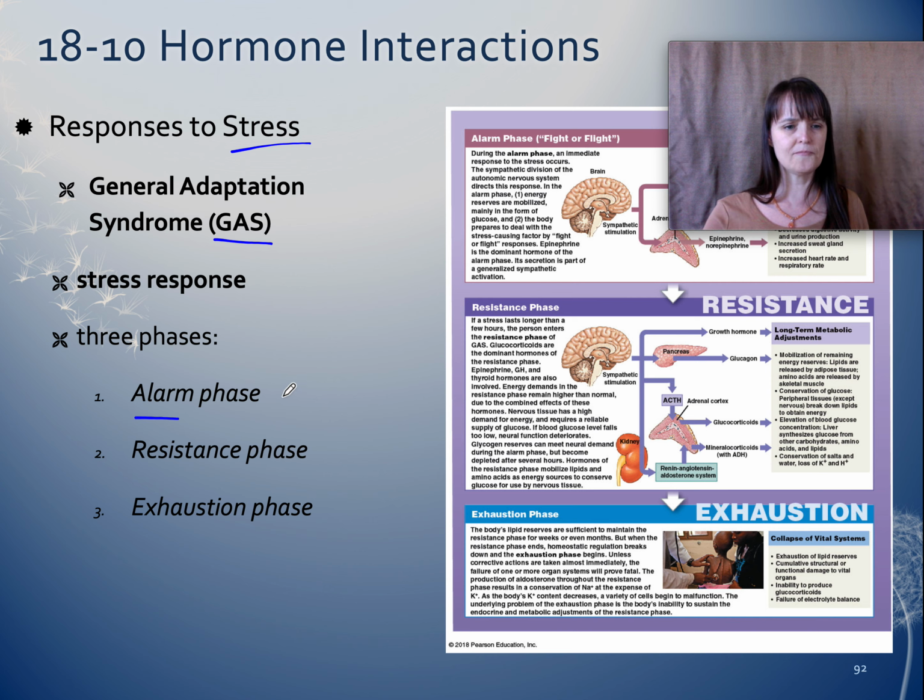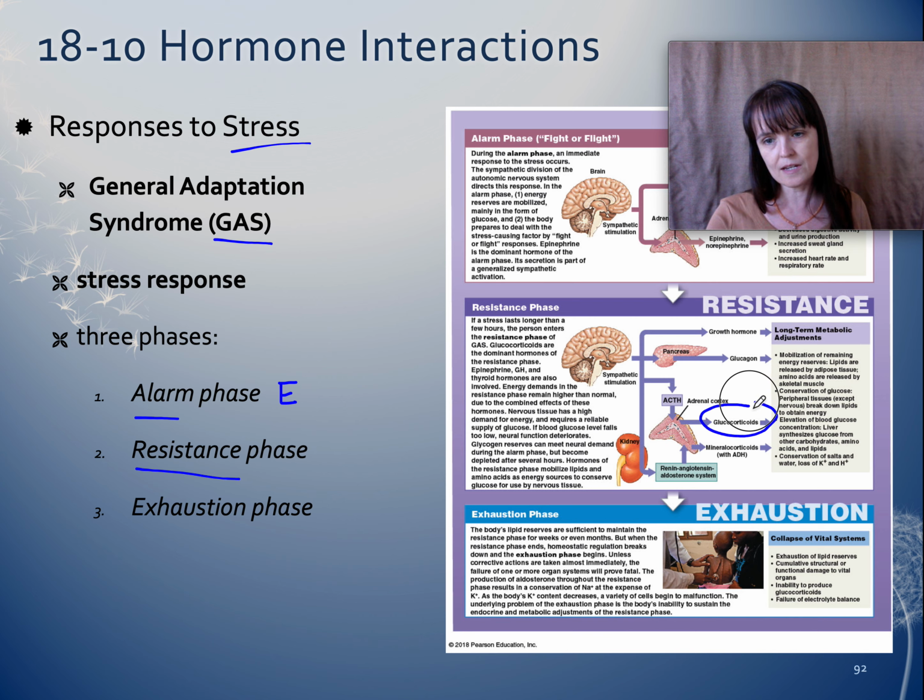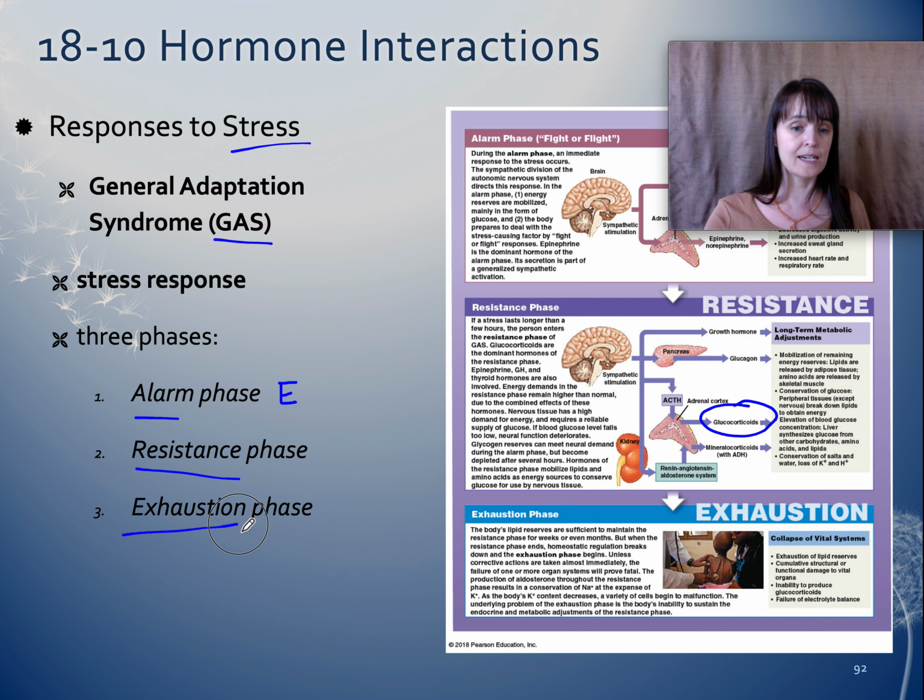First is the alarm phase, and the alarm phase is going to be your fight or flight, your epinephrine, norepinephrine, and it lasts for a few hours. Then you go into the resistance phase. The resistance phase is going to be the main concept here. These are all important, but the main concept here is your glucocorticoids. And then after you've run out, you go into the exhaustion phase, which can be fatal.